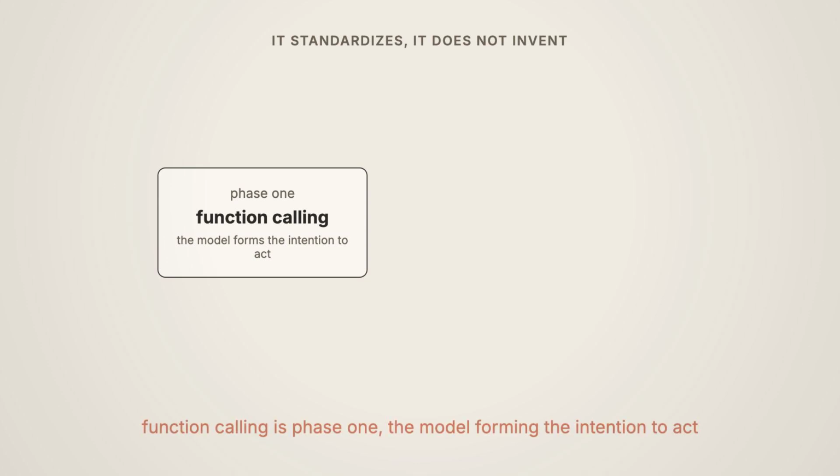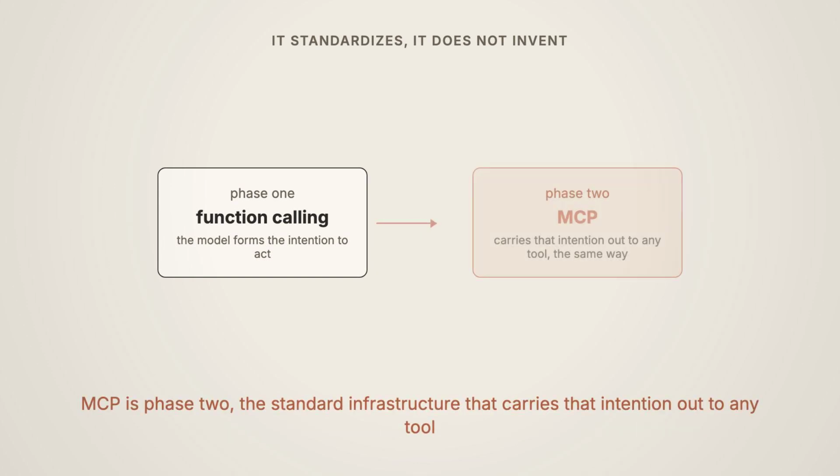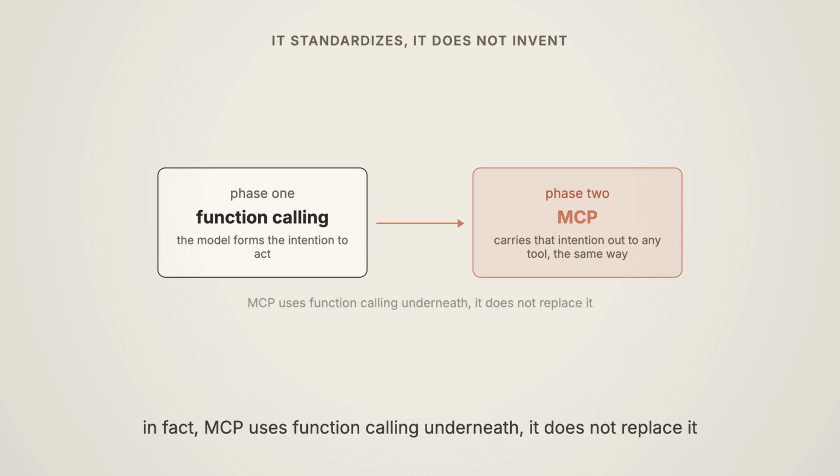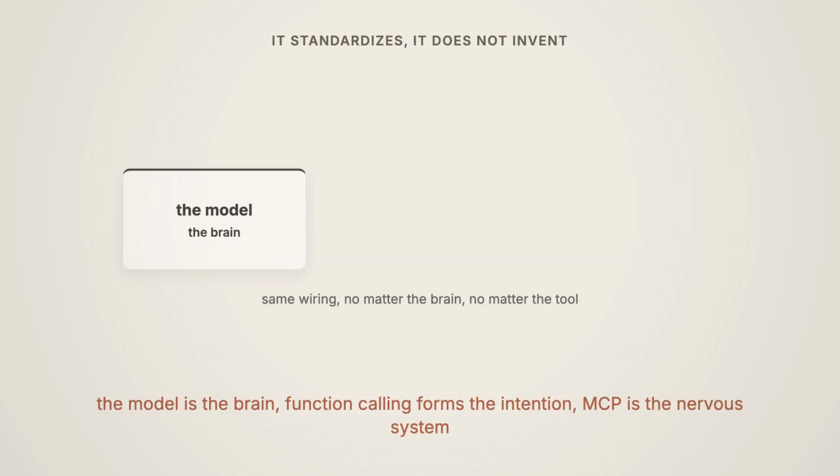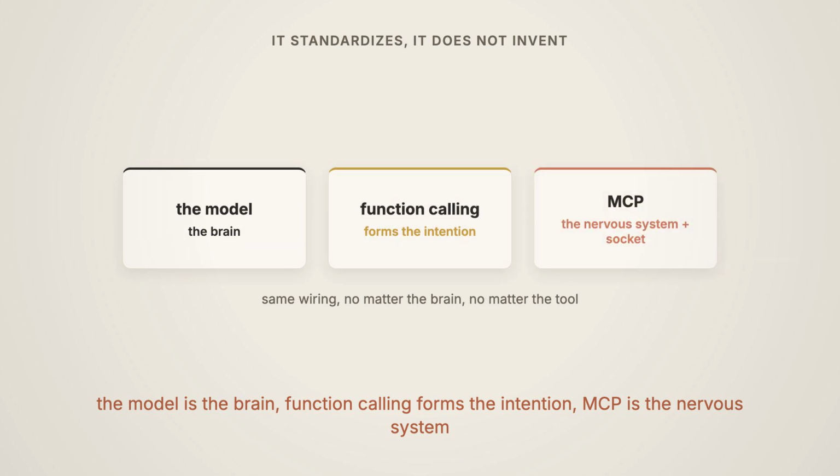Think of it in 2 phases. Function calling is phase 1, the model forming the intention to act, deciding what it wants to do. MCP is phase 2, the standard infrastructure that carries that intention out to any tool the same way, no matter which model or company built it. In fact, MCP uses function calling underneath. It does not replace it. So the clean mental model is this. The model is the brain. Function calling is the brain forming the intention to act. And MCP is the universal nervous system and socket that carries that intention out into the world and brings the result back. Same wiring, no matter the brain, no matter the tool.